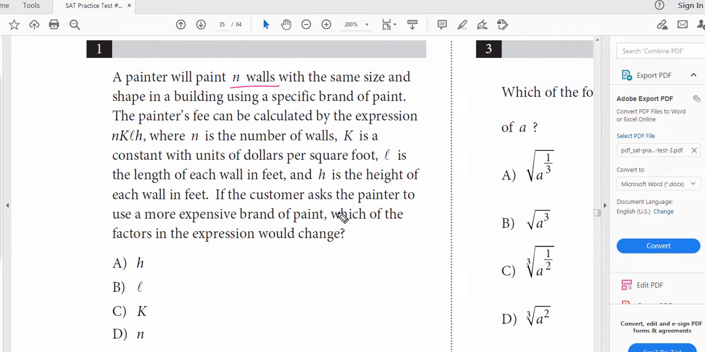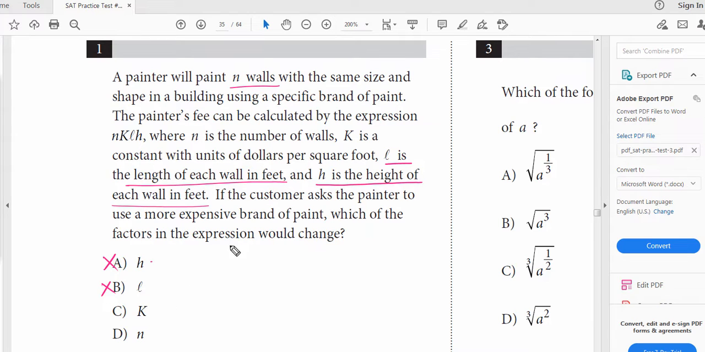Alright, so for this question we will see what are the variables that will not change. So let's see one by one. So H. H is the height of each wall in feet. So the height of the walls will not change. So A will not be our option. Let's see L. In the question it says L is the length of each wall in feet. So obviously the length will also not change. So this will not be the option.